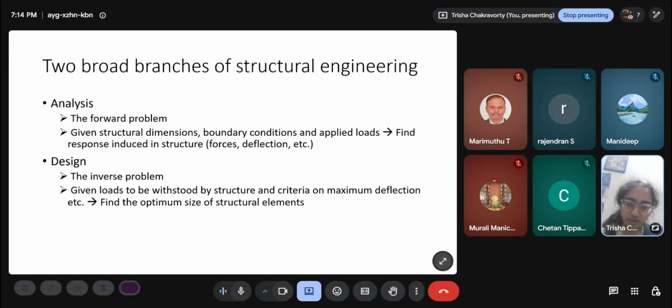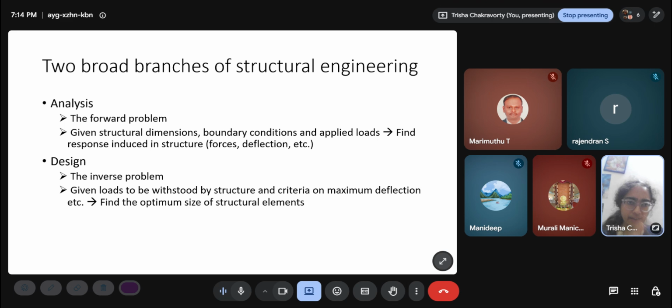That means I want my structure, whatever it is, I don't know how it will look. I just know the broad idea. I don't know exactly where the columns and beams will be, or what the material will be. But I know that ultimately my requirement is to build a structure which has to withstand these loads. And these loads are not given in terms of forces or displacements, they are given in terms of broad loading.